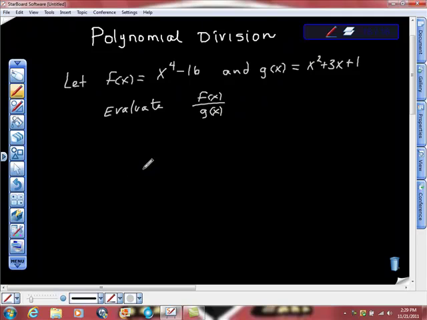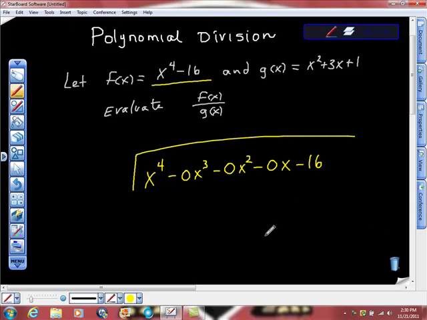What we do have here is this, and I'm going to take this function right here. I'm just going to rewrite this, and if you can see what I'm trying to do here, I'm trying to make placeholders. So I have x to the fourth minus 0x cubed minus 0x squared minus 0x minus 16. And maybe you're thinking this is kind of a stupid idea, but I think this will really come in handy as far as placeholders so we don't make a bunch of really stupid mistakes here. So here we go.